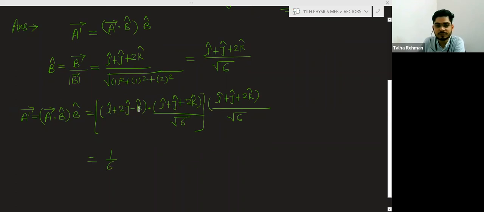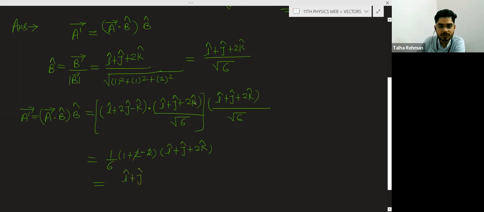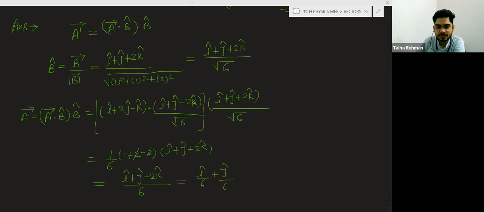Take the dot product of this vector and this vector. This will become 1, this will become 2, this will become minus 2. And here is one vector, that is i plus j plus 2k. Finally, you will get the answer. This 2 and minus 2 will be cancelled out. So your final answer will be i cap plus j cap plus 2 times k cap divided by 6. Or you can write this in this form also: i cap by 6 plus j cap by 6 plus k cap by 3.